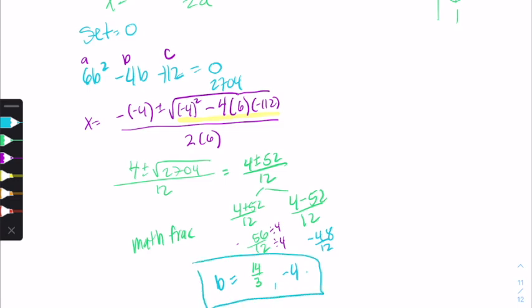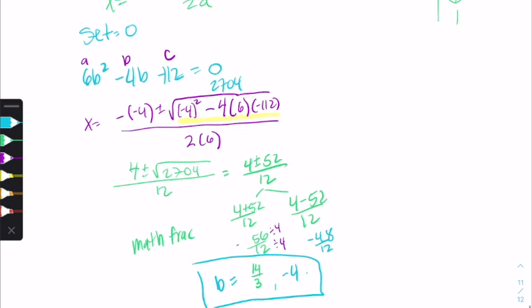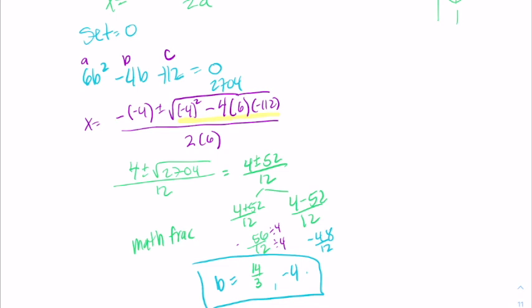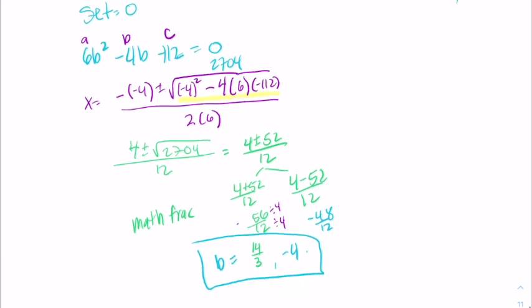Now, sometimes it's not set equal to 0, so you have to set it equal to 0 first before you do anything. So, for example, if we have this problem, 6x squared minus 3 equals 3x squared. Okay. So you first need to set it equal to 0. So that means I want to move everything to one side.